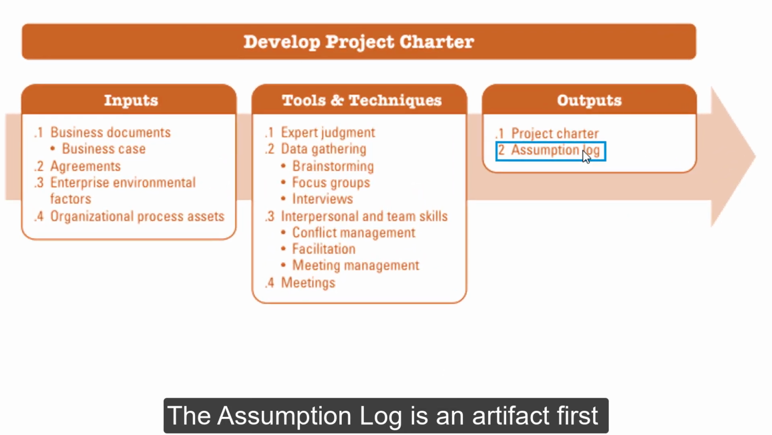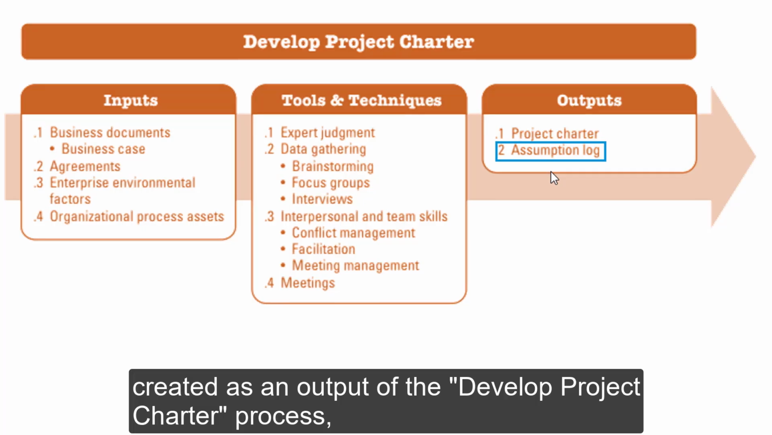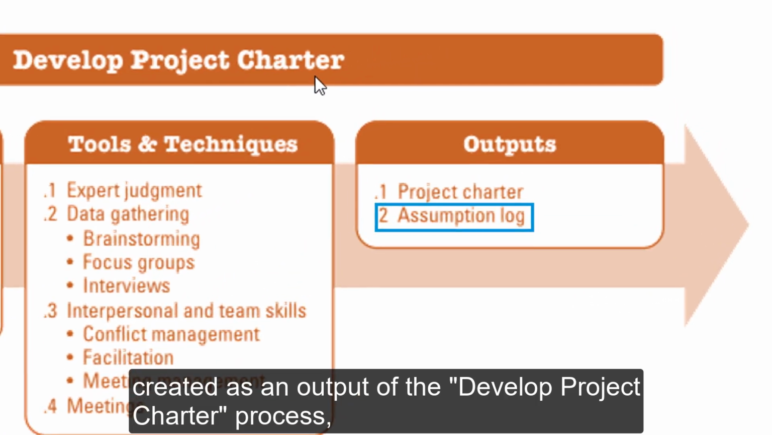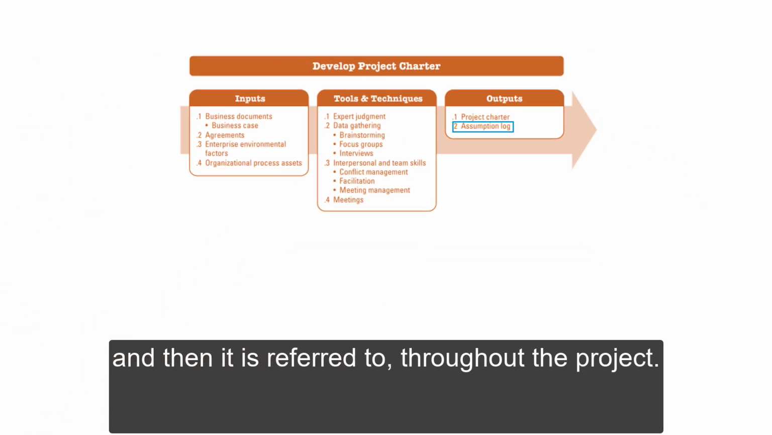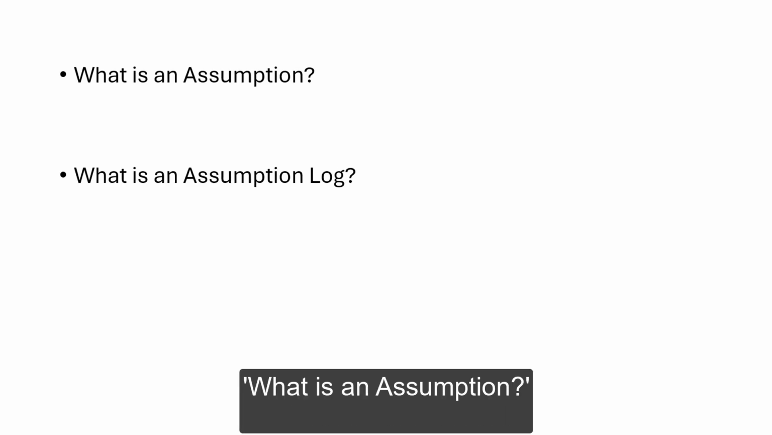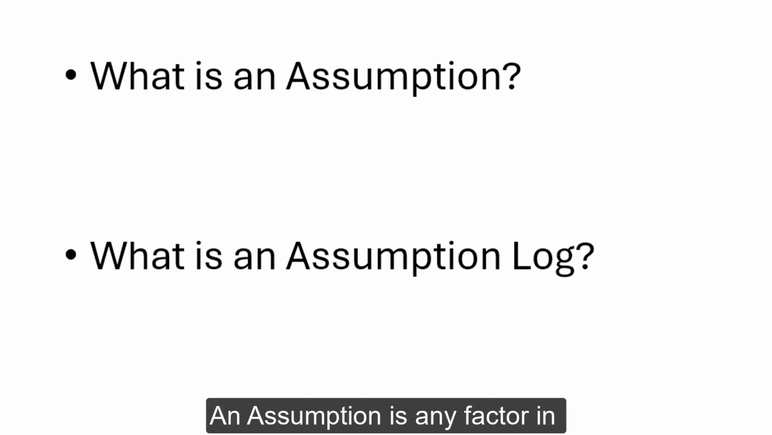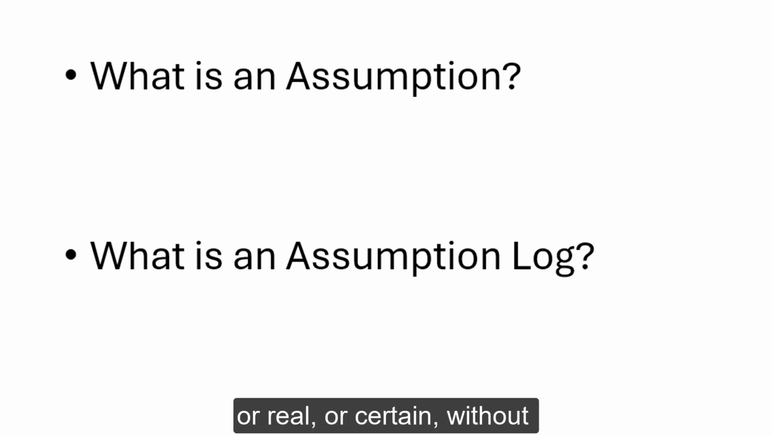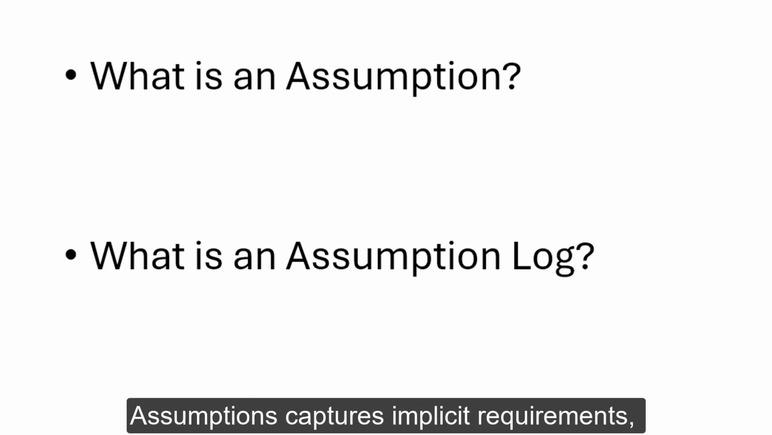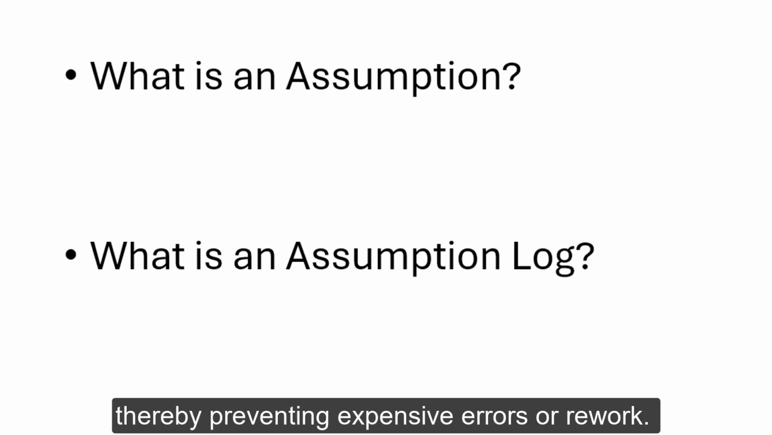The assumption log is an artifact first created as an output of the develop project charter process, and then it is referred to throughout the project. First, let us understand what is an assumption. An assumption is any factor in the planning process that is considered to be true or real or certain without proof or demonstration. Assumptions often capture implicit requirements, thereby preventing expensive errors or rework in the future.